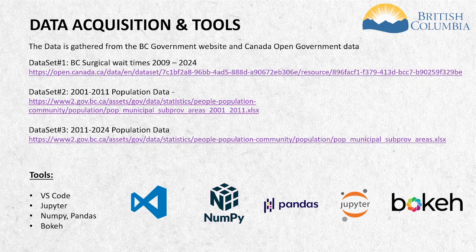The first data I collected is the BC surgical wait time. It has the non-emergency surgical wait times data between 2009 and 2024. Respectively, I collected the population data, which is split into two data sets, 2001 to 2011 and 2011 to 2024. As far as tools are concerned, I used VS Code, NumPy, Pandas, Jupyter, and Bokeh for visualization.